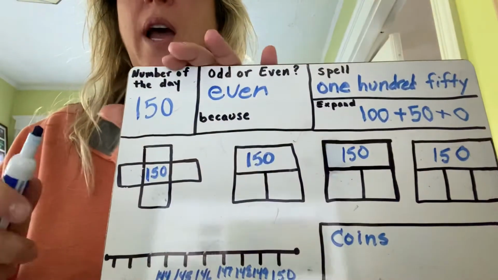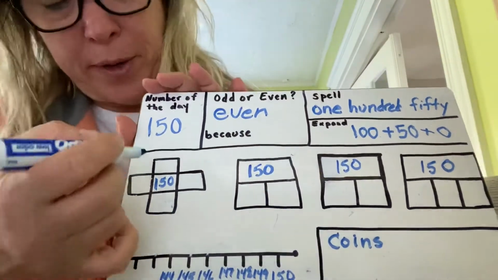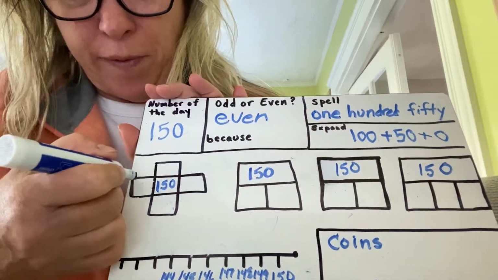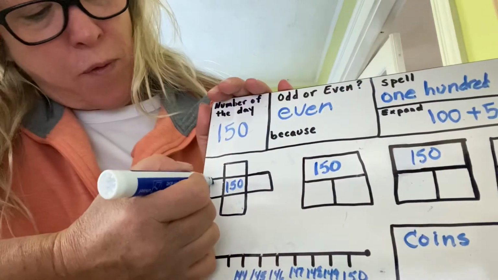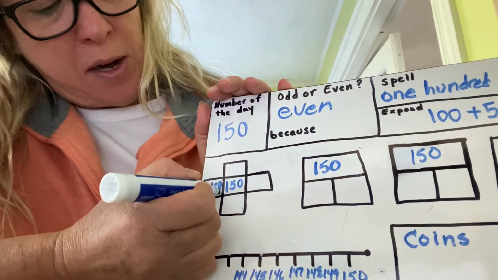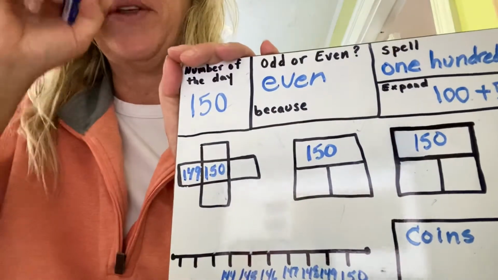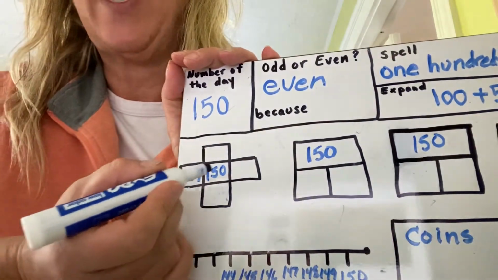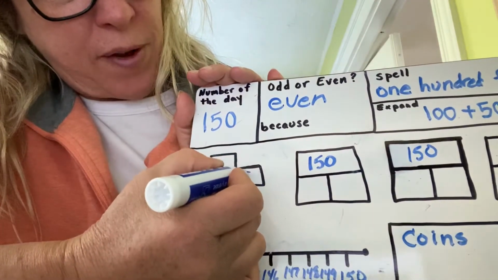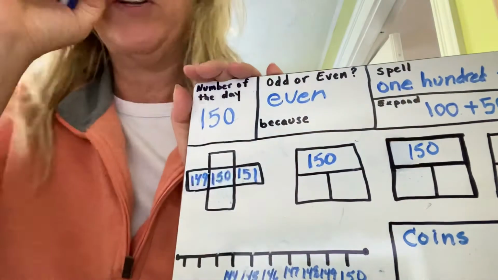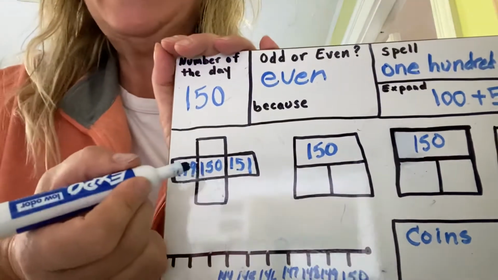How about what comes before 150? Well, 49 comes before 50, so 149 comes before 150. 149, 150, 151. Good job. What's 10 less?